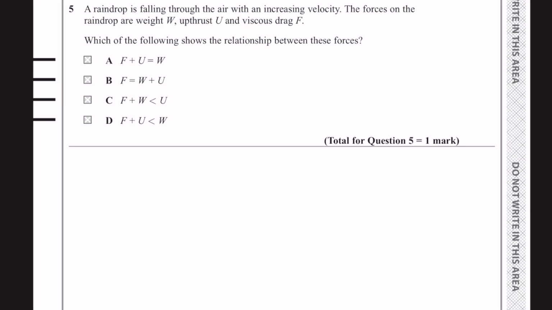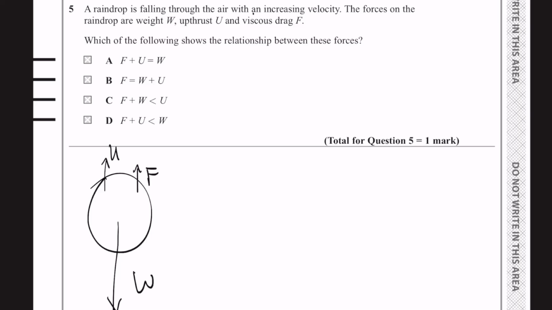One incredibly useful technique for multiple choice questions, and in general about forces, is the drawing of a free body diagram. So for instance, here we've got a raindrop that is falling through the air with an increasing velocity, and we have some forces which act on it. So I'm going to immediately draw my raindrop, and then we have W, which is acting downwards. We also know that there will be some upthrust like so, and some viscous drag, which they've just called F.